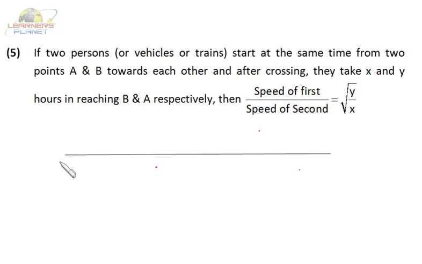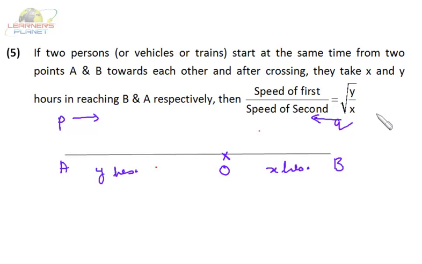Okay, now suppose there are two places, here it's A and here it is B. A person P is going in this direction and person Q is going in this direction, and they are meeting somewhere here. Suppose this is point O. Now after meeting, P is taking x hours to cover this distance, and after meeting, Q is taking y hours to cover this distance.